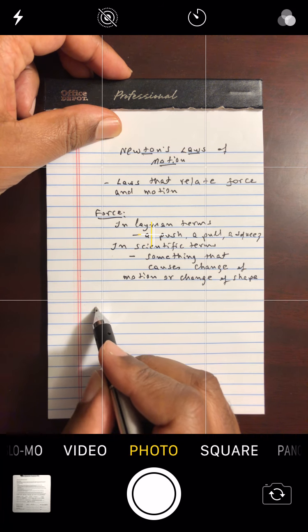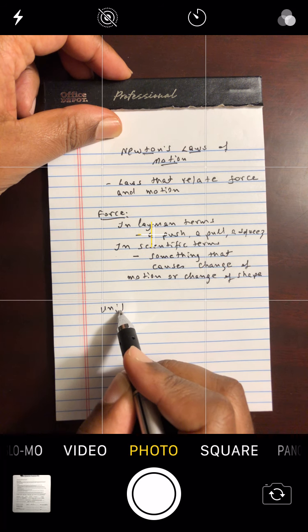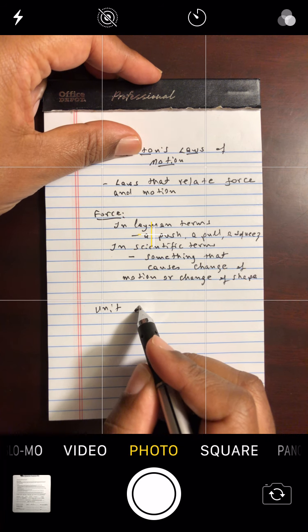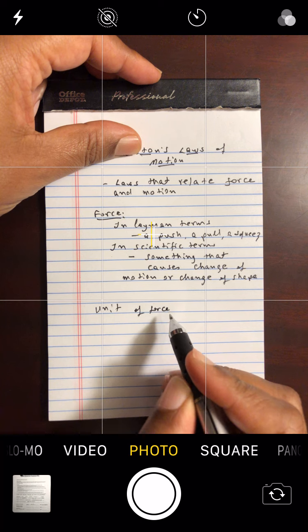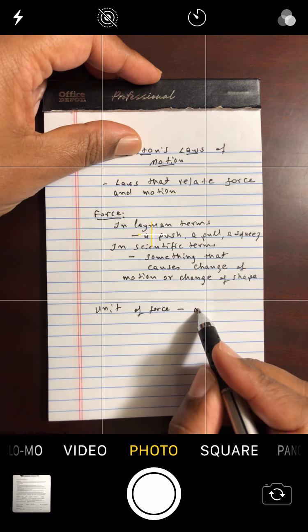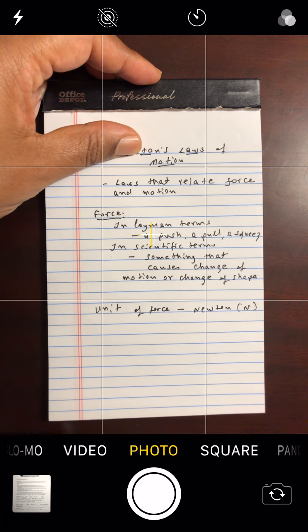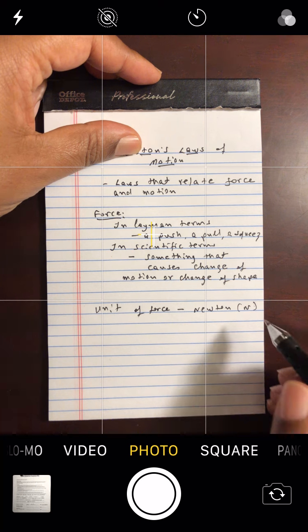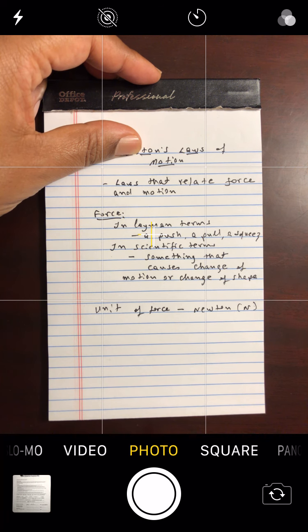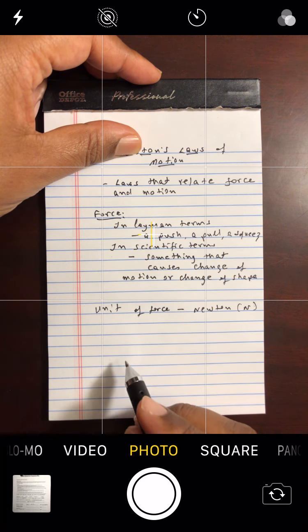So let's state the unit of force. The SI unit of force is the Newton, after Isaac Newton, and it's abbreviated by capital N. All right. Now let's look at the laws of motion from Isaac Newton.